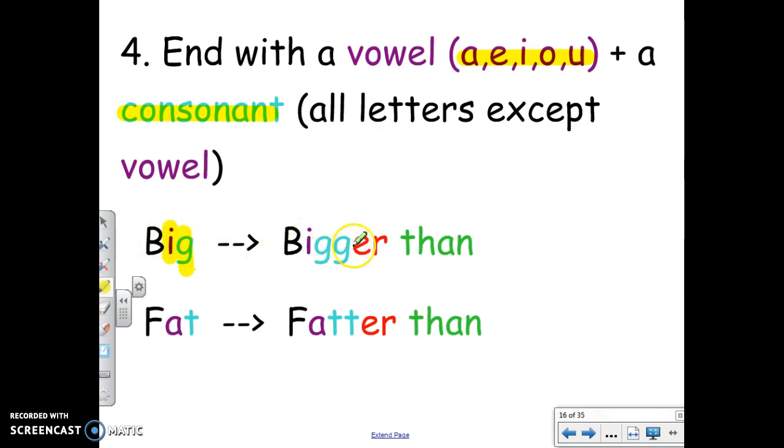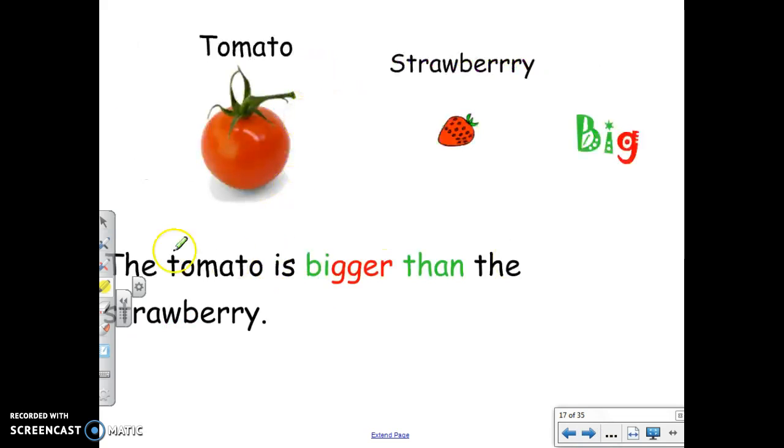Big will be bigger than. We have to double the consonant. So put G, G, and ER. And then, remember the tips, always have ER after the adjective. Fat, double the T, put ER right here. For example, the tomato is bigger than the strawberry. See how I double the G and put ER for big.